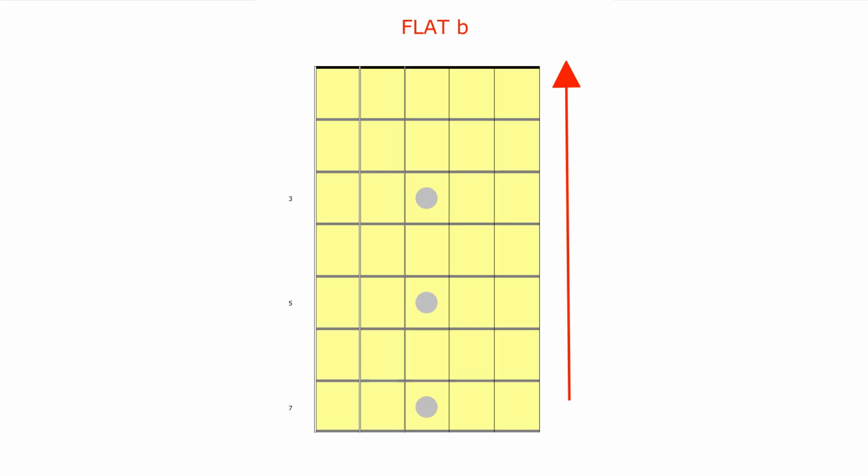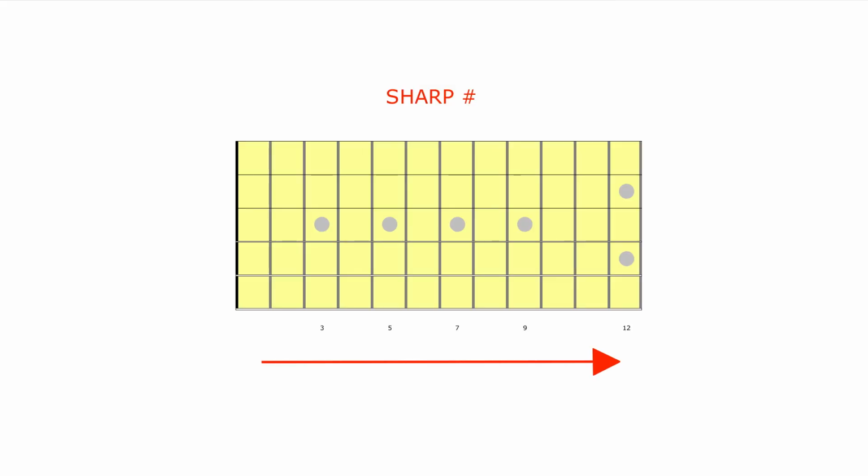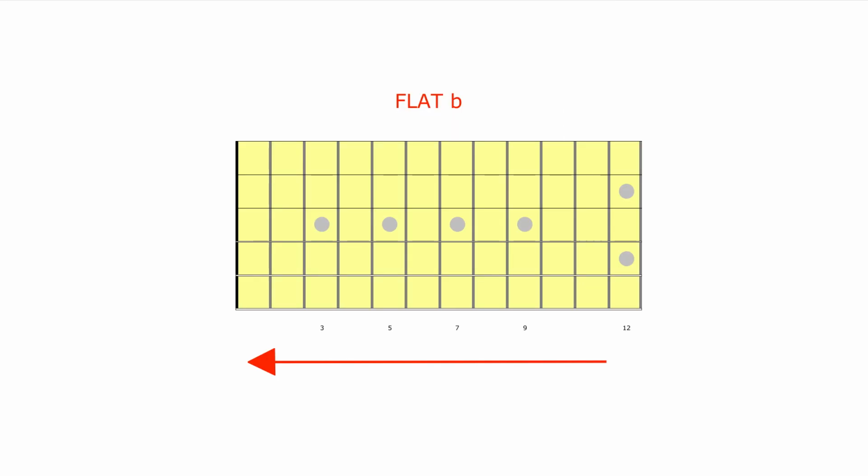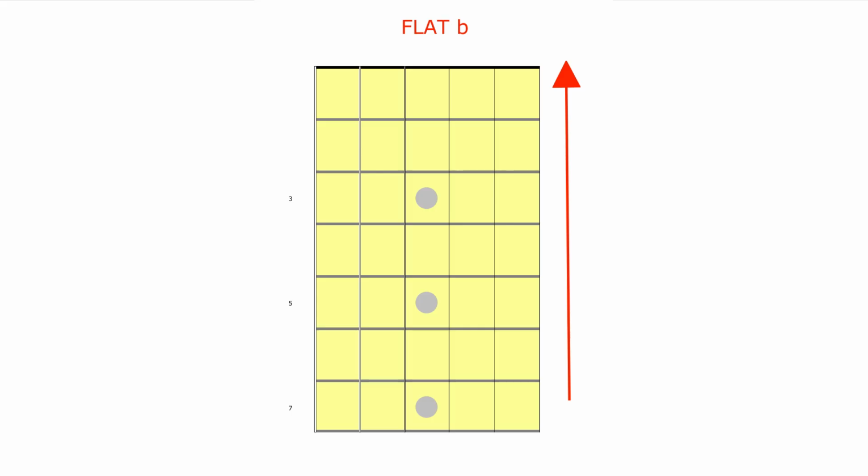So just remember that. Sharp is you're going up in pitch, moving up the fretboard, ascending the fretboard, but your hand is moving toward the ground, toward the floor. And when you're moving lower in pitch, lower down the fretboard, your hand is moving up toward the air physically.